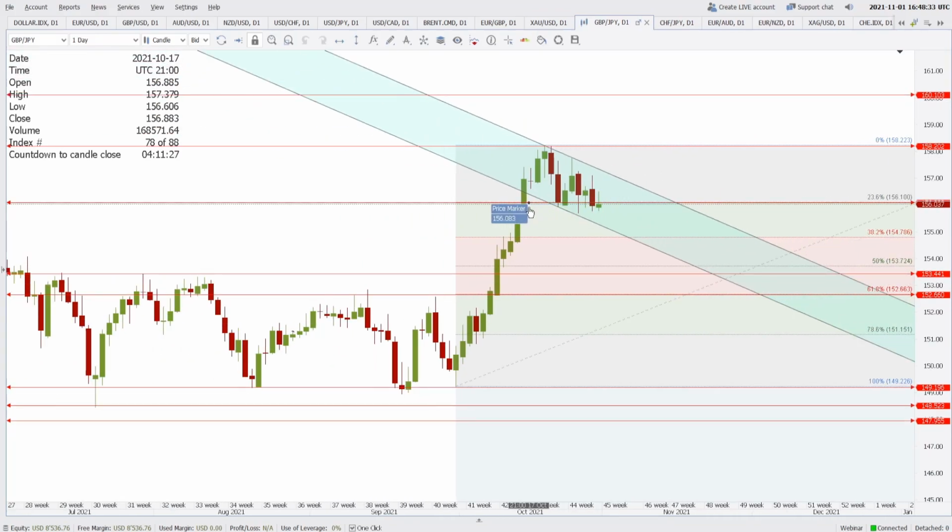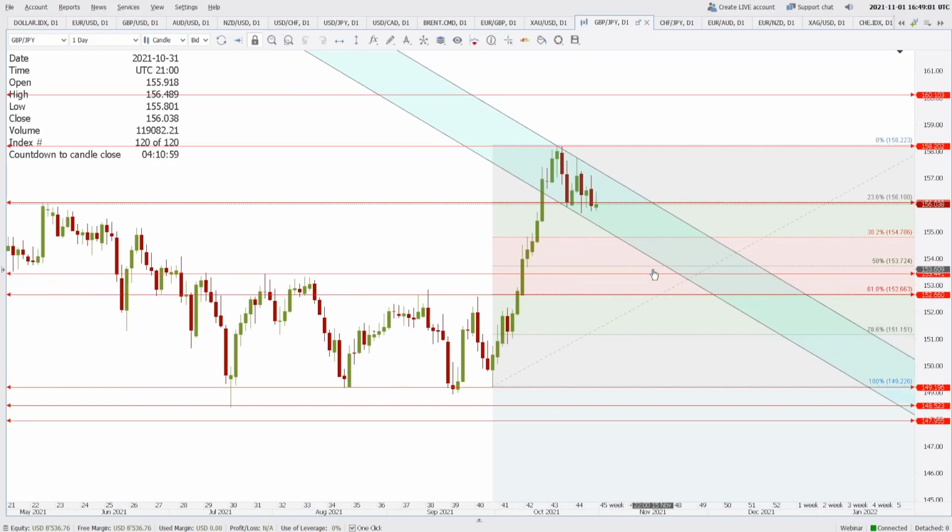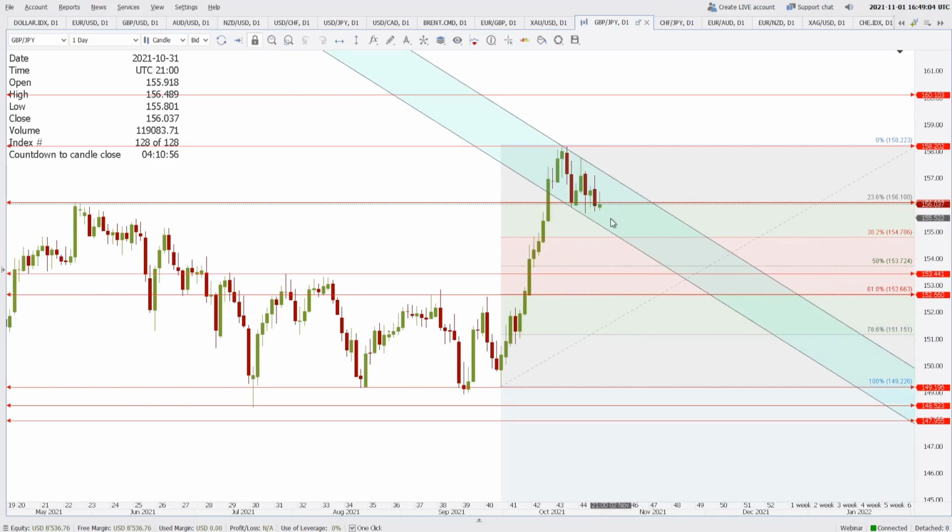Talking about GBP JPY, we were expecting 156.08 to hold, but it did not hold on Friday, and today the price has made an intraday high of 156.48 and intraday low of 155.80. But I think 155.80 will break either today or tomorrow to see maybe around 154.78, which is 38.2 of the recent rise, but a fall to 153.72 is expected, which is a decent correction before the price resumes its uptrend.